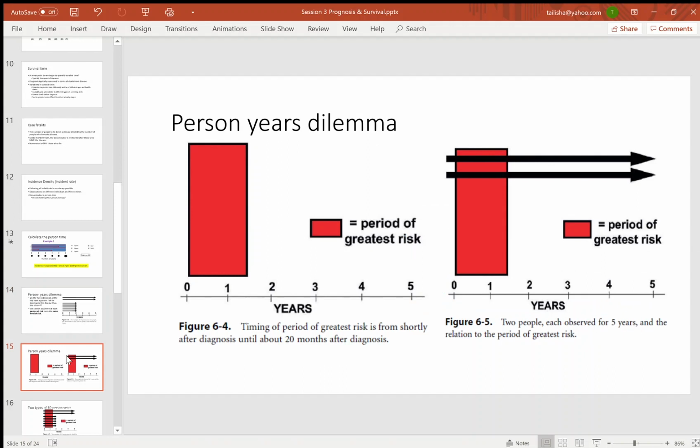So here you see that they're illustrating it for you. The 2 people that are included in this graph, what is the period of greatest risk? Well, the period of greatest risk is actually the first year and a half, shortly after diagnosis till about 20 months after. So 2 people observed for 5 years. The period of greatest risk was the first 20 months.